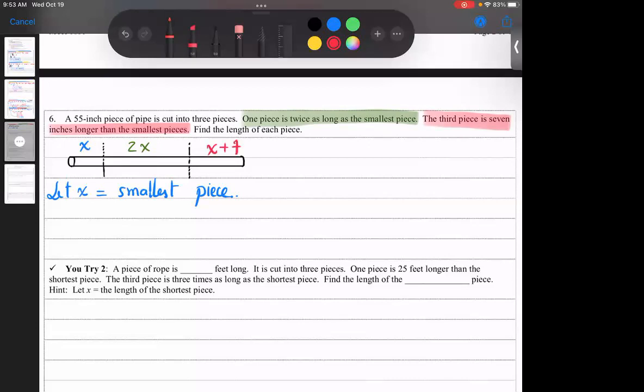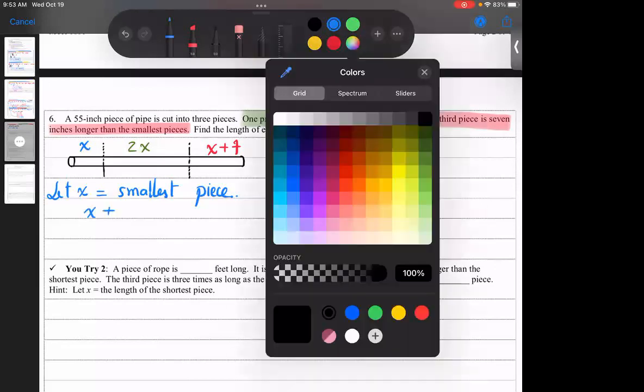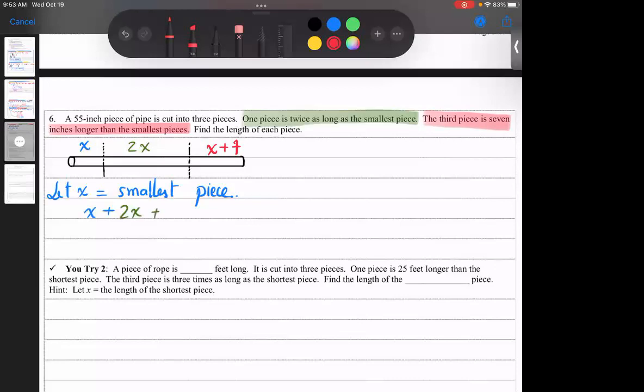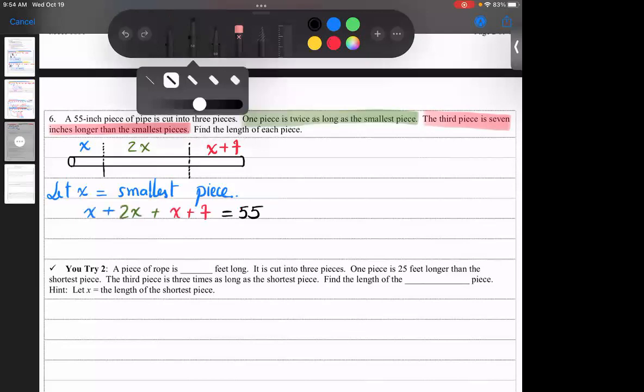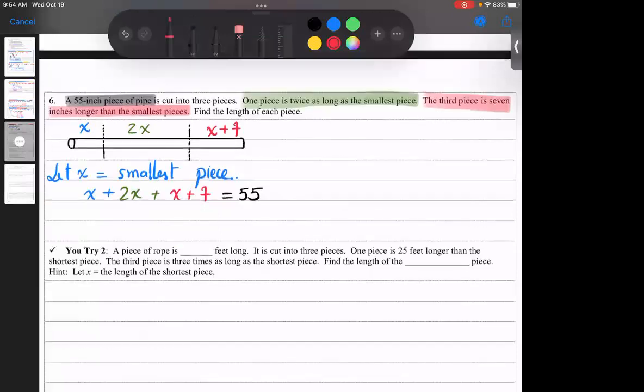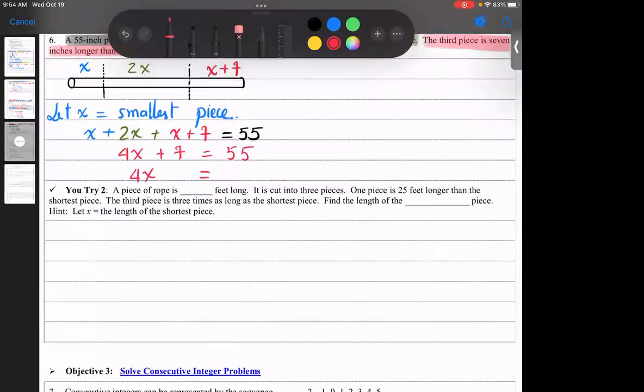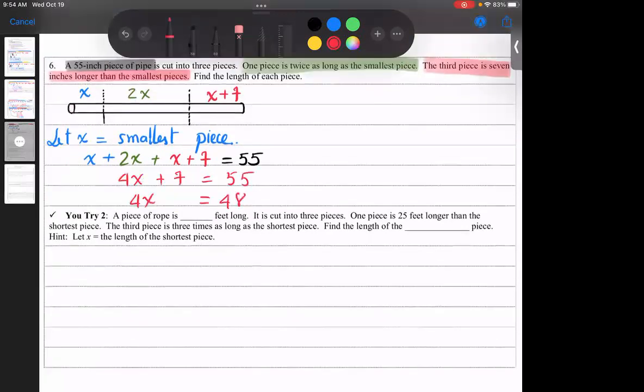Find the length of each piece. So if I know x, I know what each length is. Now, I know that the length of the whole pipe is 55. So all you do is add them all together and let it equal 55, right? So x plus 2x plus x plus 7 equals 55. x plus 2x plus x, that's 4x, plus 7 equals 55. Subtract both sides by 7. 4x equals 48. Divide both sides by 4, x equals 12.